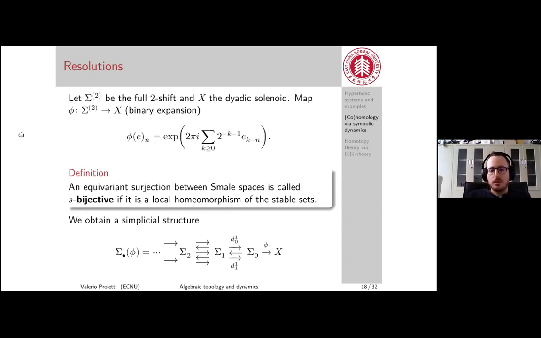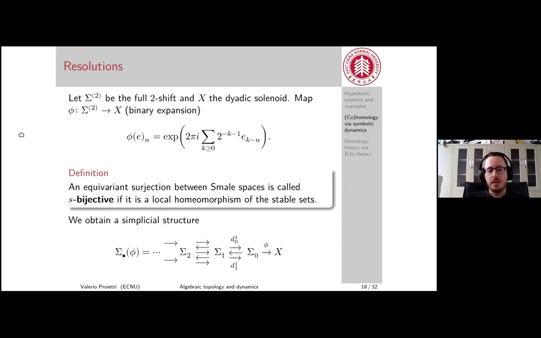An example of that, we can give using the examples that I showed before. I gave an example of a full two shift. This was the shift of finite type arising from the graph with two loops. And also I gave the example of the dyadic solenoid. This was the torus, which was getting stretched and wrapped around itself. The hyperbolic set for that axiom A system is called the dyadic solenoid. It is the inverse limit of the squaring map on the circle.